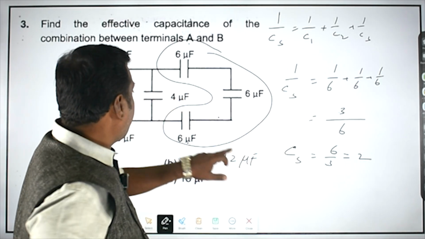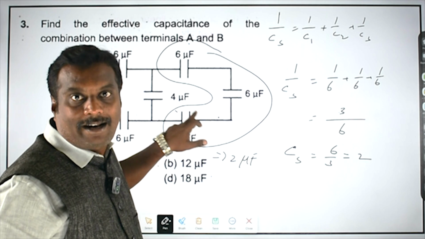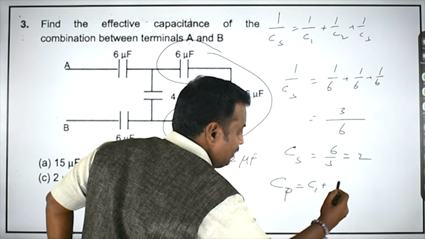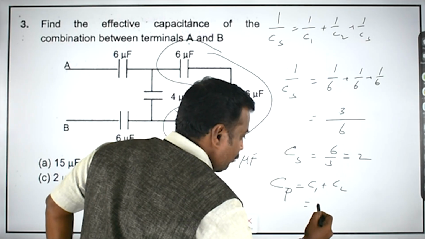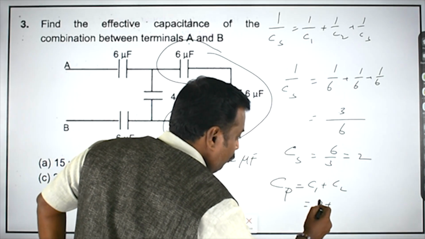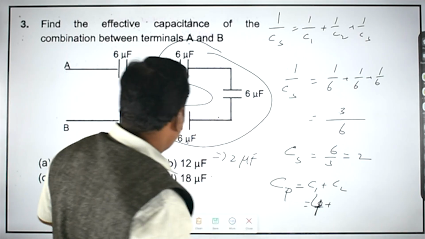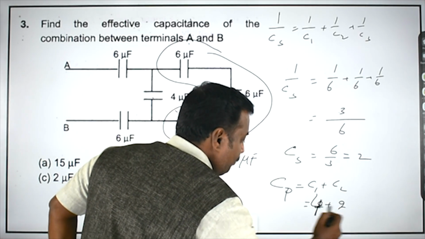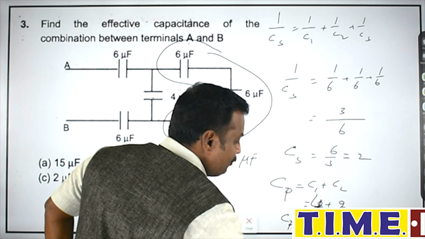இந்த 2 microfarad இந்த 4 microfarad எப்படி சார் இருக்கு? parallel இருக்கு. அப்ப என்ன பண்ணணும்? parallelனா CP is equal to C1 plus C2. So இந்த 2 microfarad and இதோட இந்த எல்லாத்தோட effective capacitance இங்க இருக்கிறது 4. இங்க பாருங்க, C1ங்கிறது 4, இங்க இருக்கிறது அப்படியே போட்டா இது எல்லாத்தோட effective capacitance 2. So 4 plus 2 is 6. So CP is equal to 6.